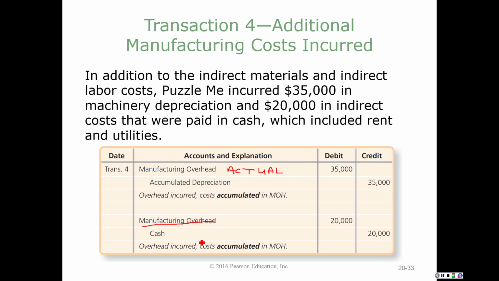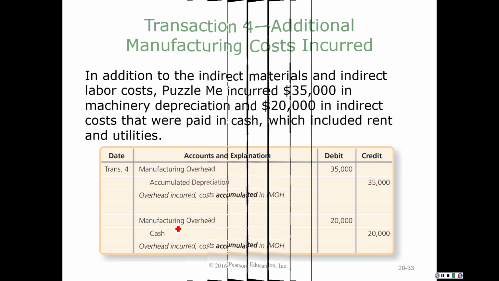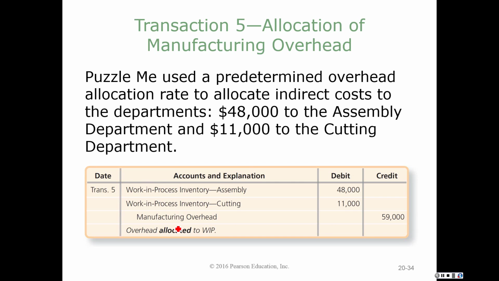So at some point, I'm going to have to allocate this manufacturing overhead to the assembly department and the cutting department. Your book makes it easy for you and simply says, hey, the company has a predetermined overhead rate that they were using, and using that rate, here's our allocation portion, they allocated $48,000 of manufacturing overhead to work in process assembly, and we allocated overhead to work in process cutting of $11,000.